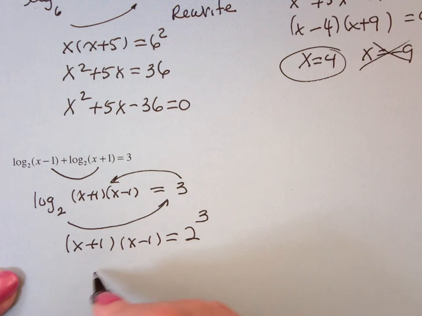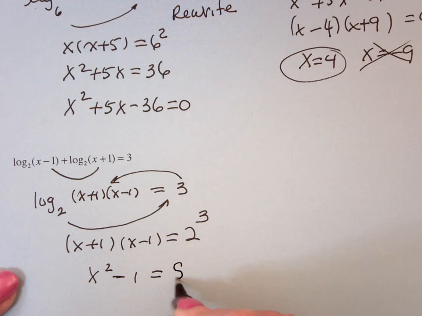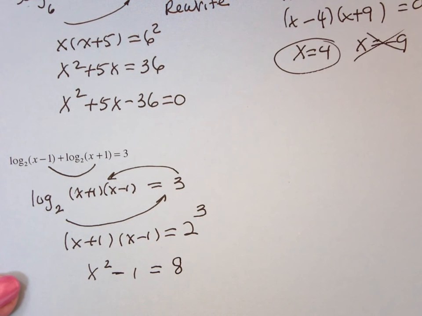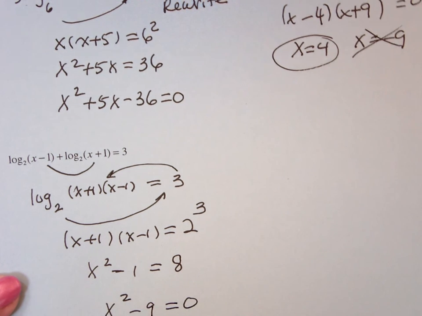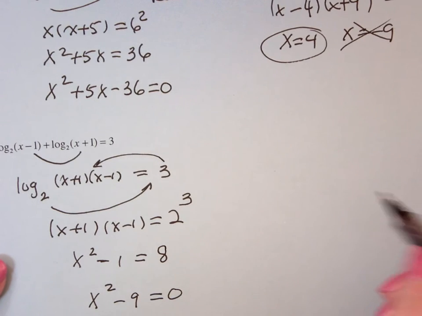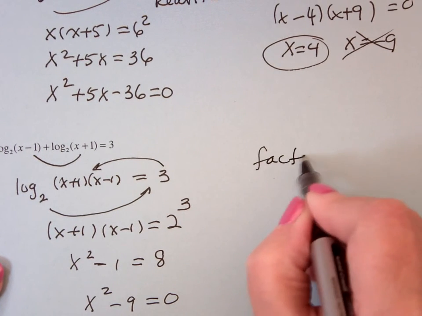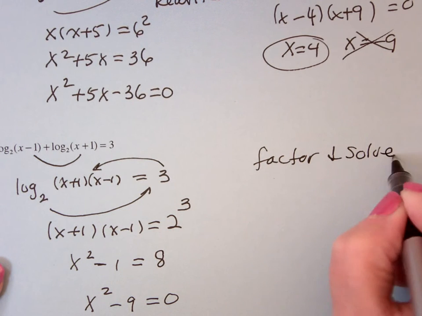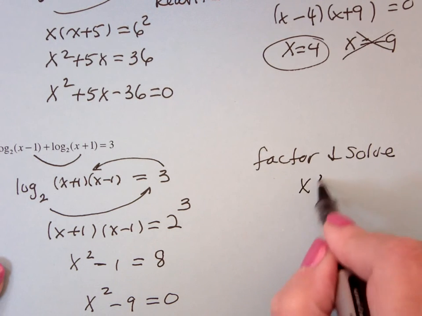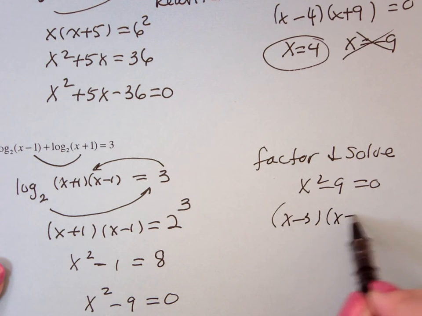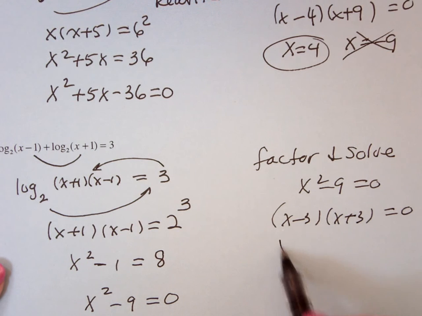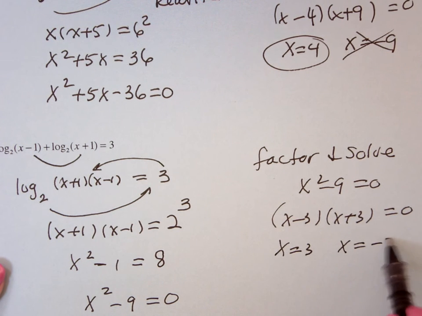Now clear parentheses, x squared minus 1 equals, oh, isn't this cute, 8. Bring everything to the same side, 0 on the other, subtract 8. X squared minus 9 equals 0. Factor and solve. So if you have x squared minus 9 equals 0, that's the difference of squares. X minus 3, x plus 3 equals 0. X is 3, x is negative 3.